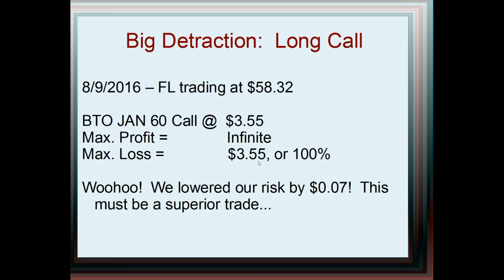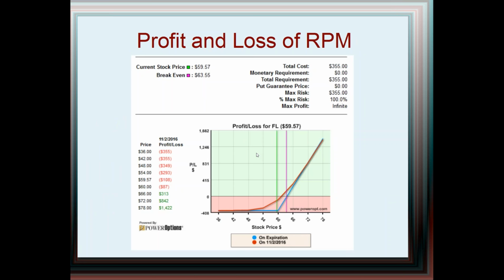Well, that's fantastic. I lowered my risk by 7 cents. Instead of having a maximum risk of 362, I only had a maximum risk of 355. So this must be a superior trade. Let me go through this comparison, and then Michael, I'll get to your question right after that as well, okay? So I guess I'm wrong. The long call must be a superior trade. The risk is lower, 7 cents lower.